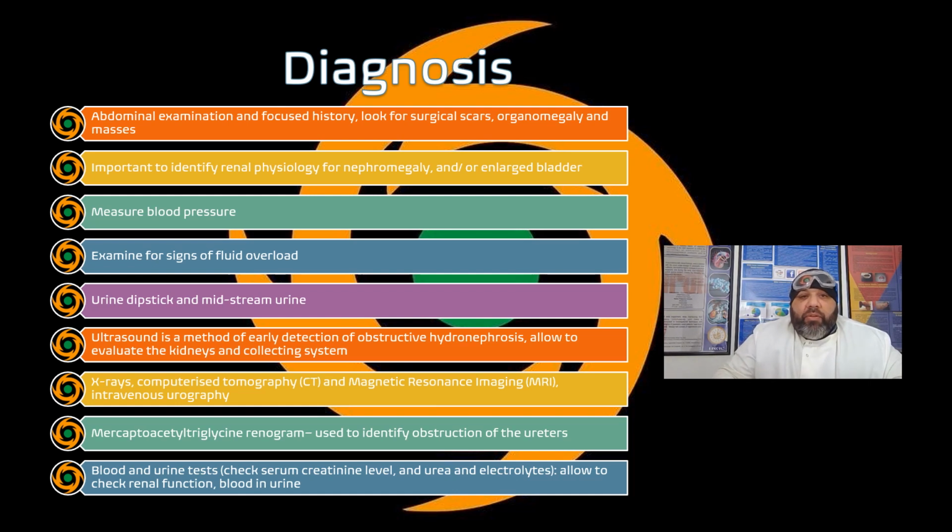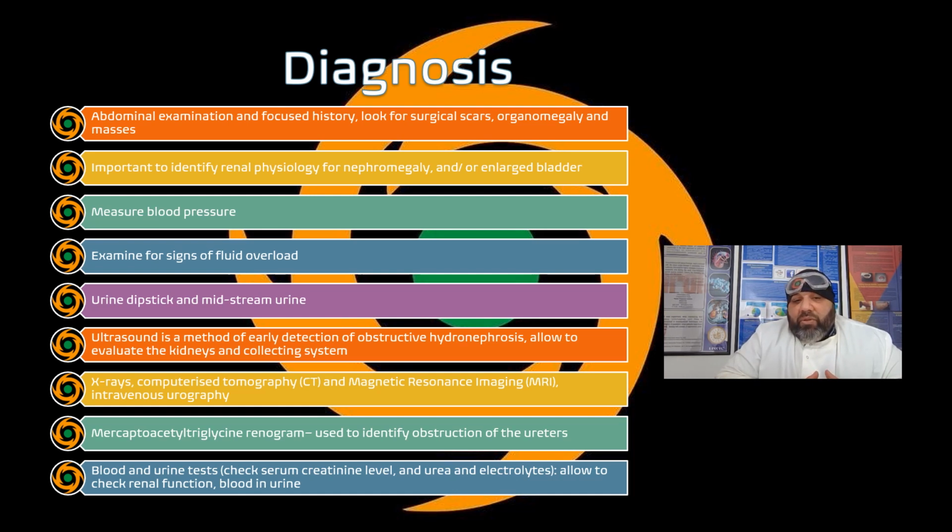So part of the diagnosis can include abdominal examination and a focused history looking for surgical scars, organomegaly, and masses. It's important to identify renal physiology for nephromegaly and/or enlarged bladder. It's important to measure arterial blood pressure in and around where blood flow to and from the renal pathophysiology could be compromised in some way. It's important to examine for signs of fluid retention and fluid overload.